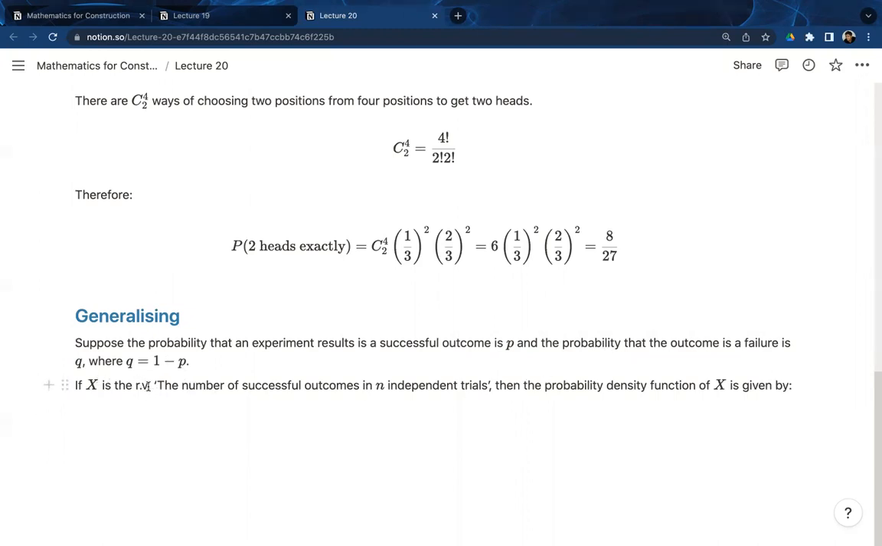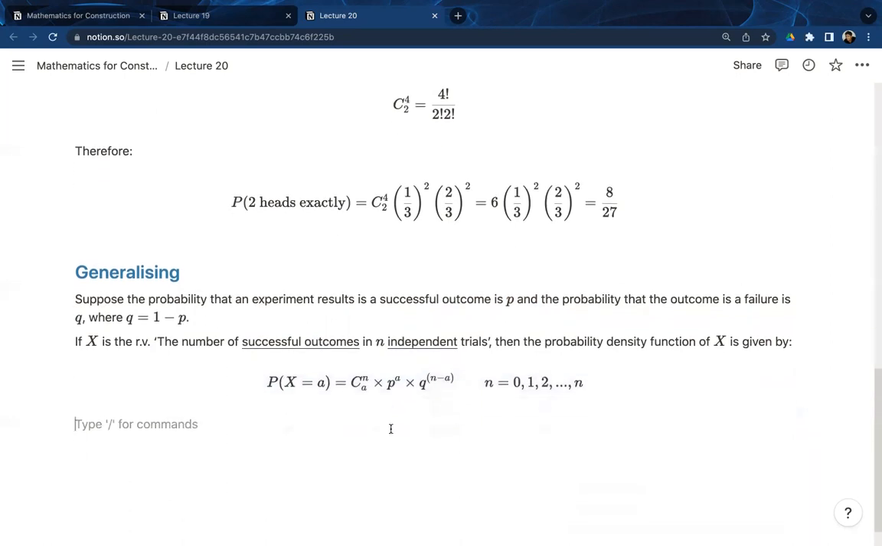Now, X is a random variable, that's what this RV is here, random variable. It's the number of successful outcomes in n independent trials. Independent is important as well. So it means you repeat the experiment n times. Each time there's a probability P that a success would happen. So then the probability density function is given by this formula here.